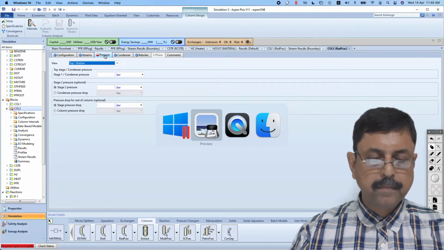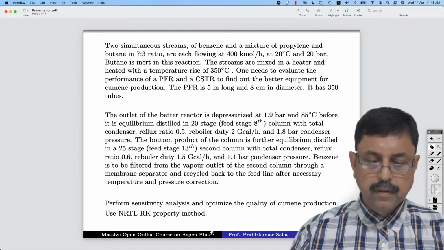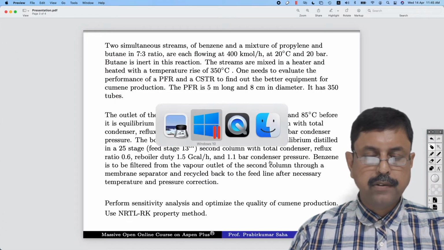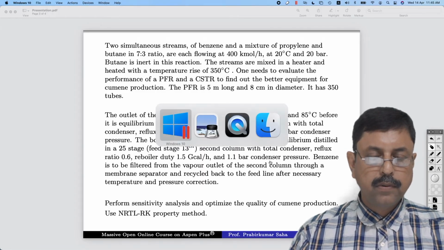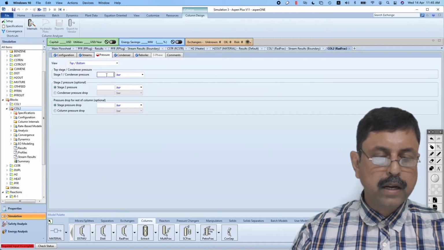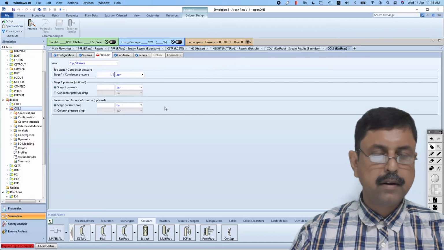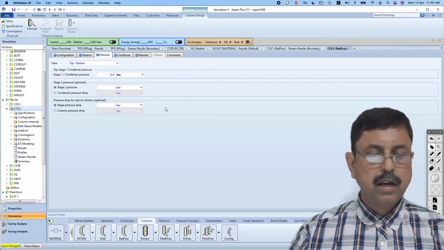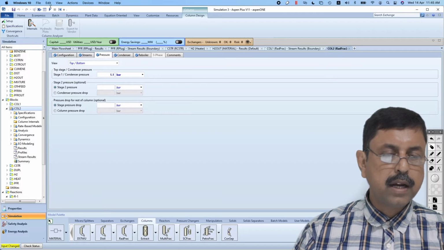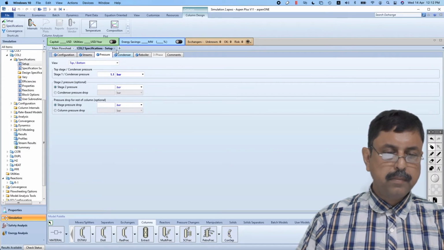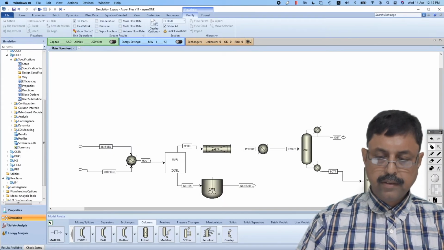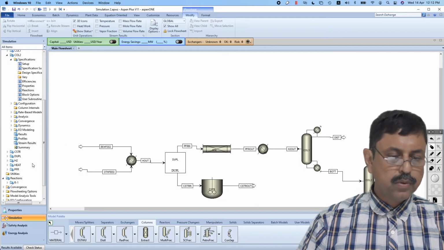Pressure, 1.1 bar condenser pressure. So we have 1.1 bar. Now again, we are set to run. Okay, so the run is complete. We can check the results of column 2.